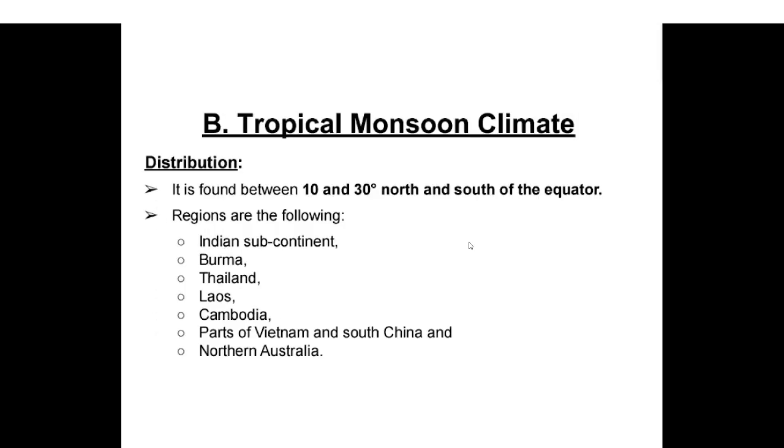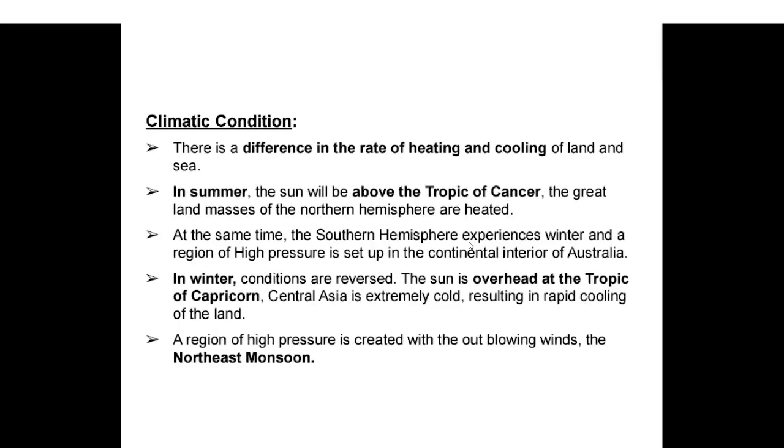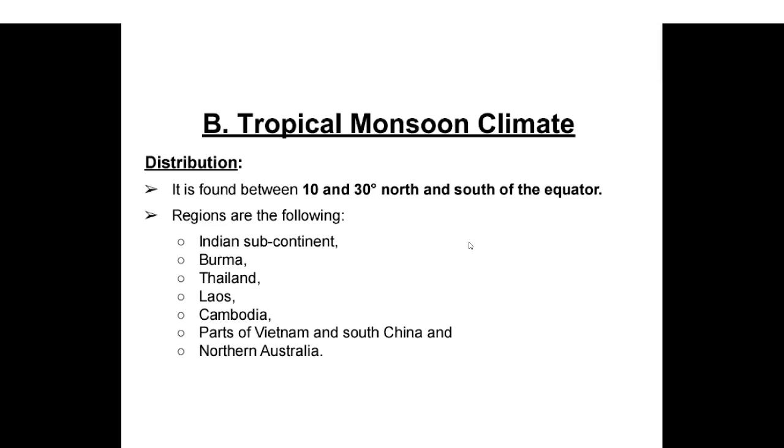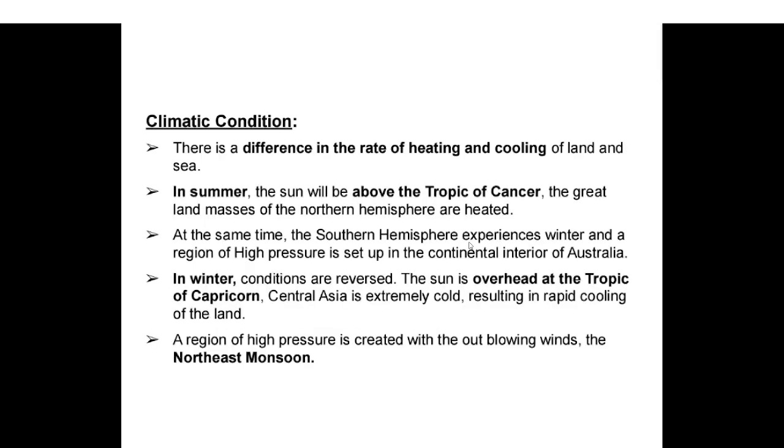Tropical monsoon climate. It is found between 10 and 30-degree north and south of the equator. Regions are the Indian subcontinent, Burma, Thailand, Laos, Cambodia, parts of Vietnam and South China, and northern Australia. Climatic conditions of this tropical monsoon climate: there is a difference in the rate of heating and cooling of land and sea. In summer, the sun is above the Tropic of Cancer. The great land masses of the northern hemisphere are heated.